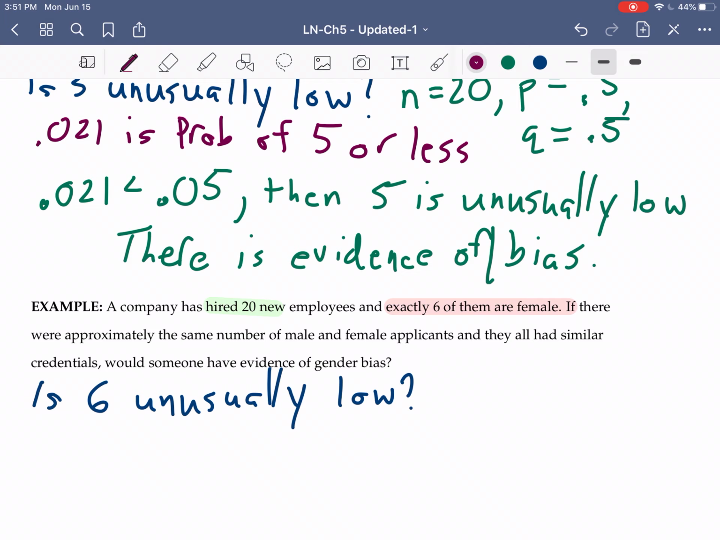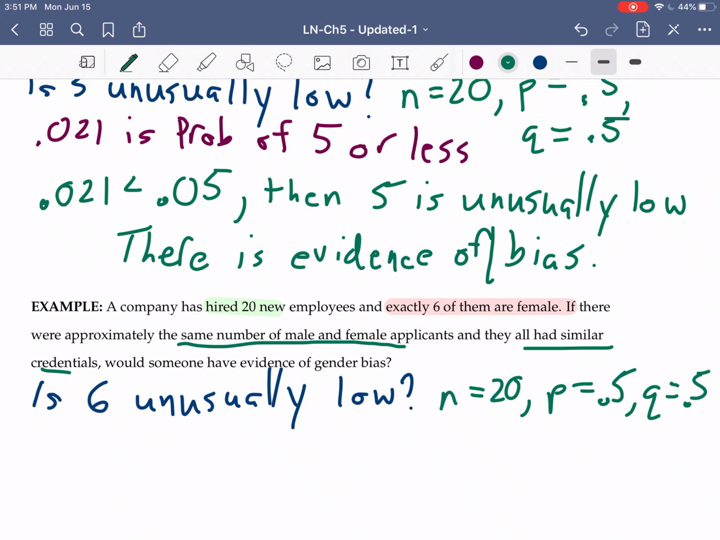So again, our value for n is 20. We assume that they are fair, and so we're assuming it's 50-50 because we have the same number of male and female applicants with similar credentials. And we're going to go to StatDisk again, and we are going to see, is 6 unusually low?